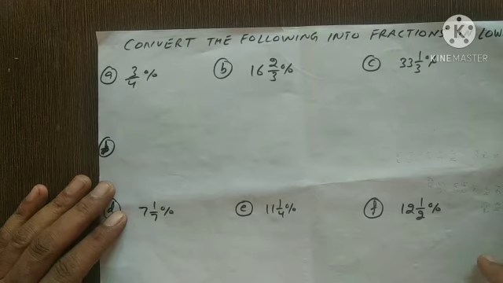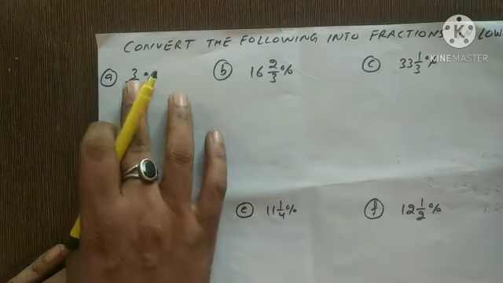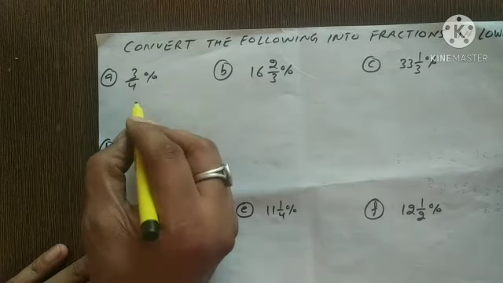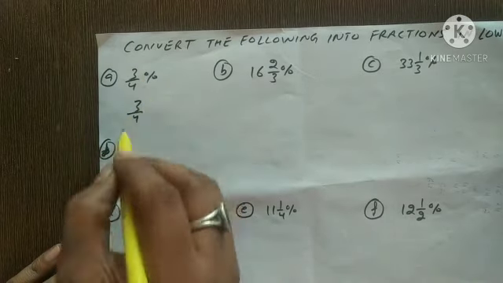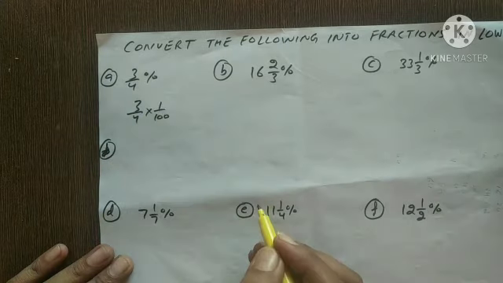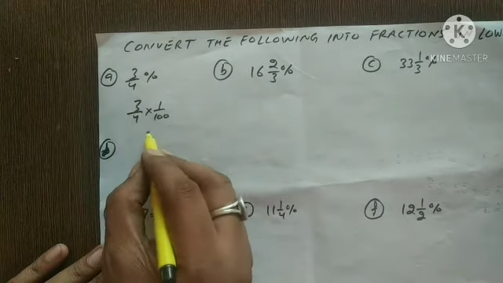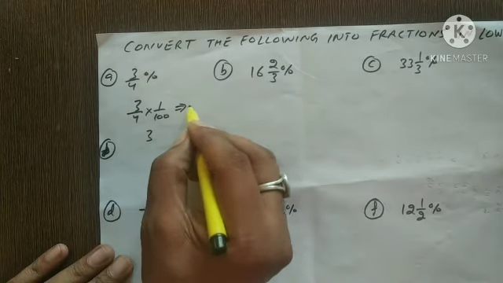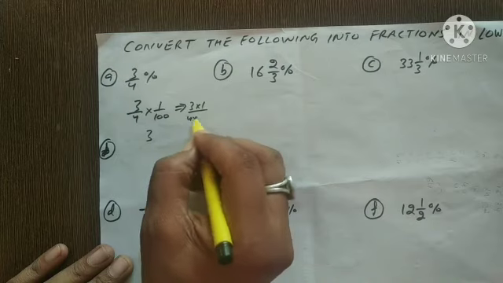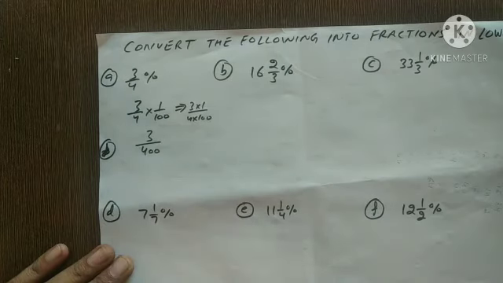Now we have to convert the following percentage into the lowest form fraction. So student, as we know, there is the percentage 3 by 4%. What is the meaning of percentage? That we have to multiply 1 by 100. Now you can see 3 multiply 1, 3, and 4 multiply 100, that is 400. So this is the answer.